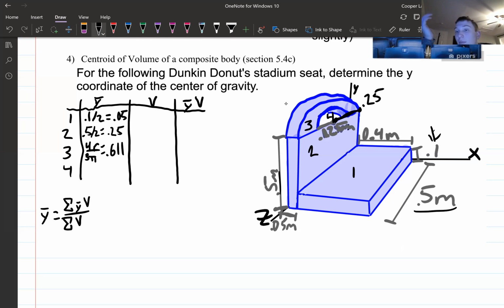Now we're going to do the same thing for shape number 4. So we're going to go 4r divided by 3 pi. Now when I do this, I can just grab my r value that I have right there of 0.125. And when I plug that in, I'm going to get 0.553.